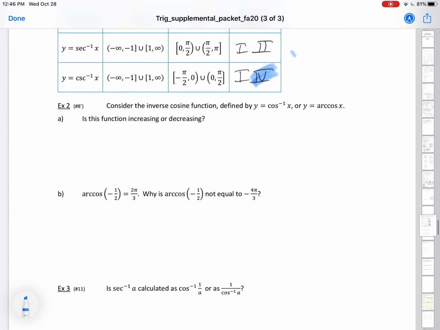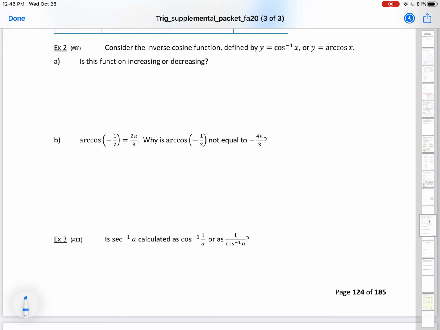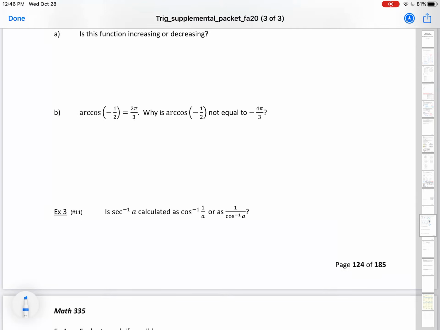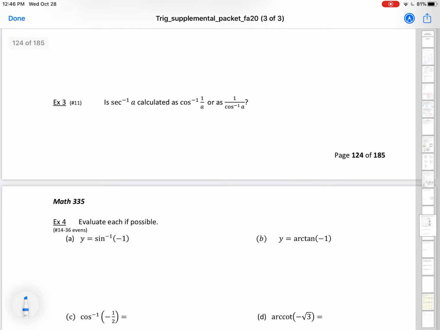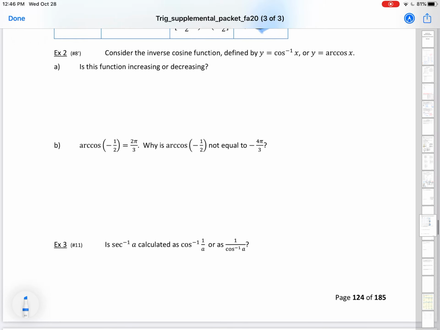Okay, so let's take a look at these questions in the next video. Consider the inverse cosine function. Is the function increasing or decreasing? I think these are important, these ones that we're going to be looking at next. And so this will mirror the problems that are here in 6.1 as they're trying to get us used to this type of problem.